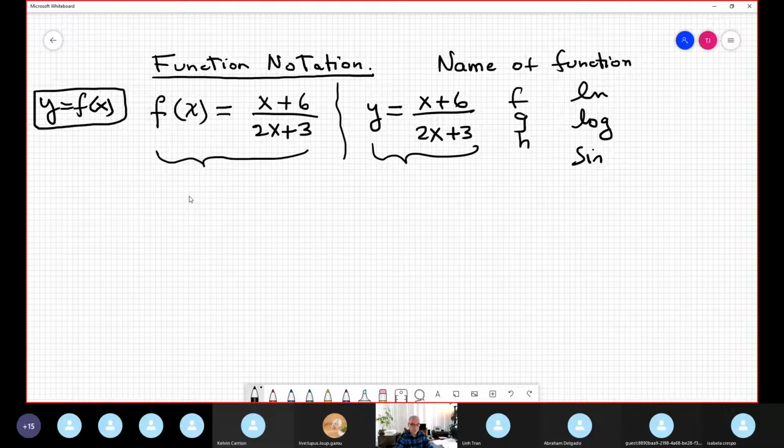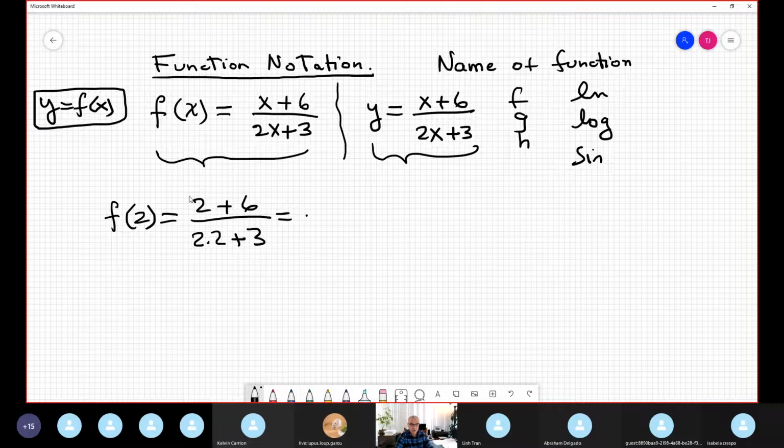Let me explain why. First of all, we can evaluate at one specific number. For example, f evaluated at 2. What should I do? Plug it in: 2 plus 6 over 2 times 2 plus 3. You apply the order of operations, and the top is 8, and the bottom is 2 times 2 is 4, plus 3 is 7. So 8 over 7. This is super easy. Just plug it in and that's it.